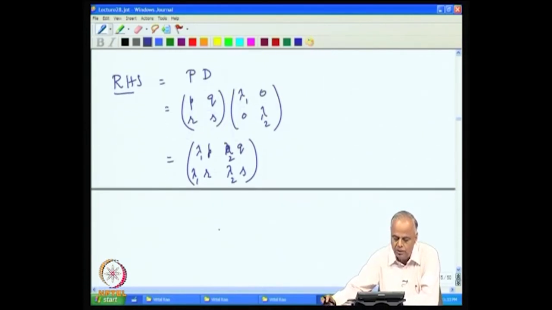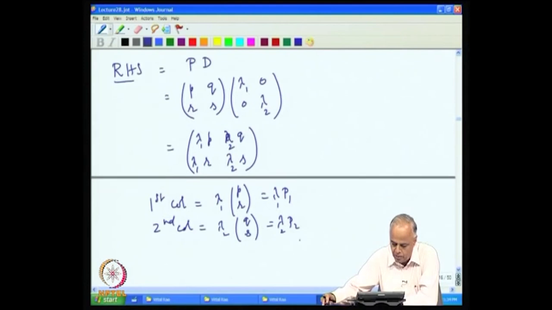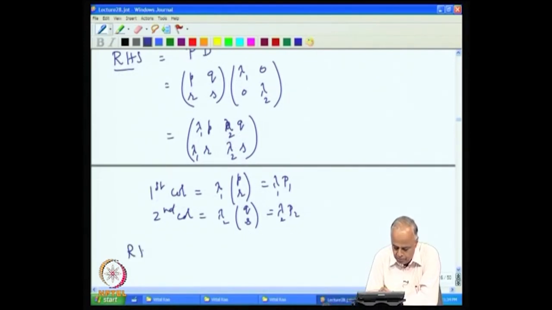Now, what is the first column of this? The first column is lambda 1 into PR, which is just lambda 1 P1. Second column is lambda 2 into QS, which is just lambda 2 into P2. So, therefore, RHS is nothing but the matrix lambda 1 P1, lambda 2 P2.